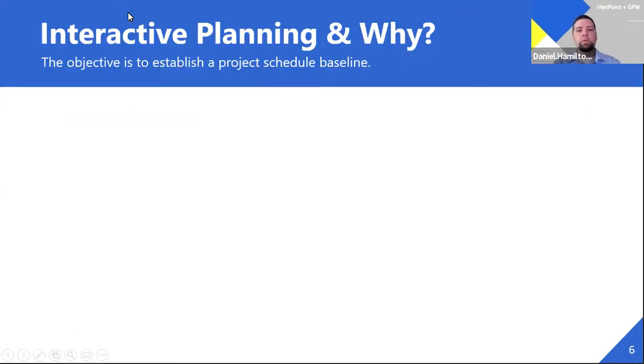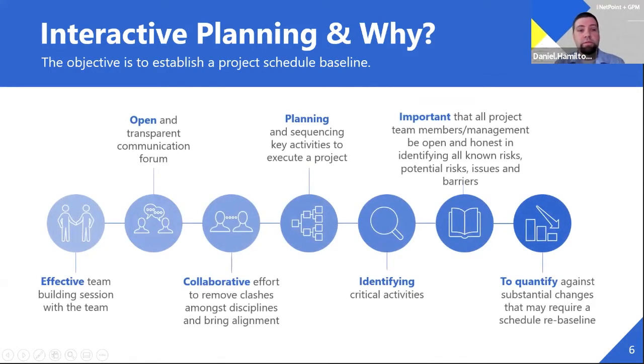Okay. So interactive planning and why? So why do we do interactive planning? So the biggest objective is to establish a project schedule baseline. This is to discuss interfaces and execution, identify critical activities. It ensures buy-in and provides accountability for all the stakeholders. It creates group problem solving and allows us to have recovery plans. If issues come up, we can identify and correct these during these sessions. Creates a team building atmosphere, facilitates in creating more realistic schedules.